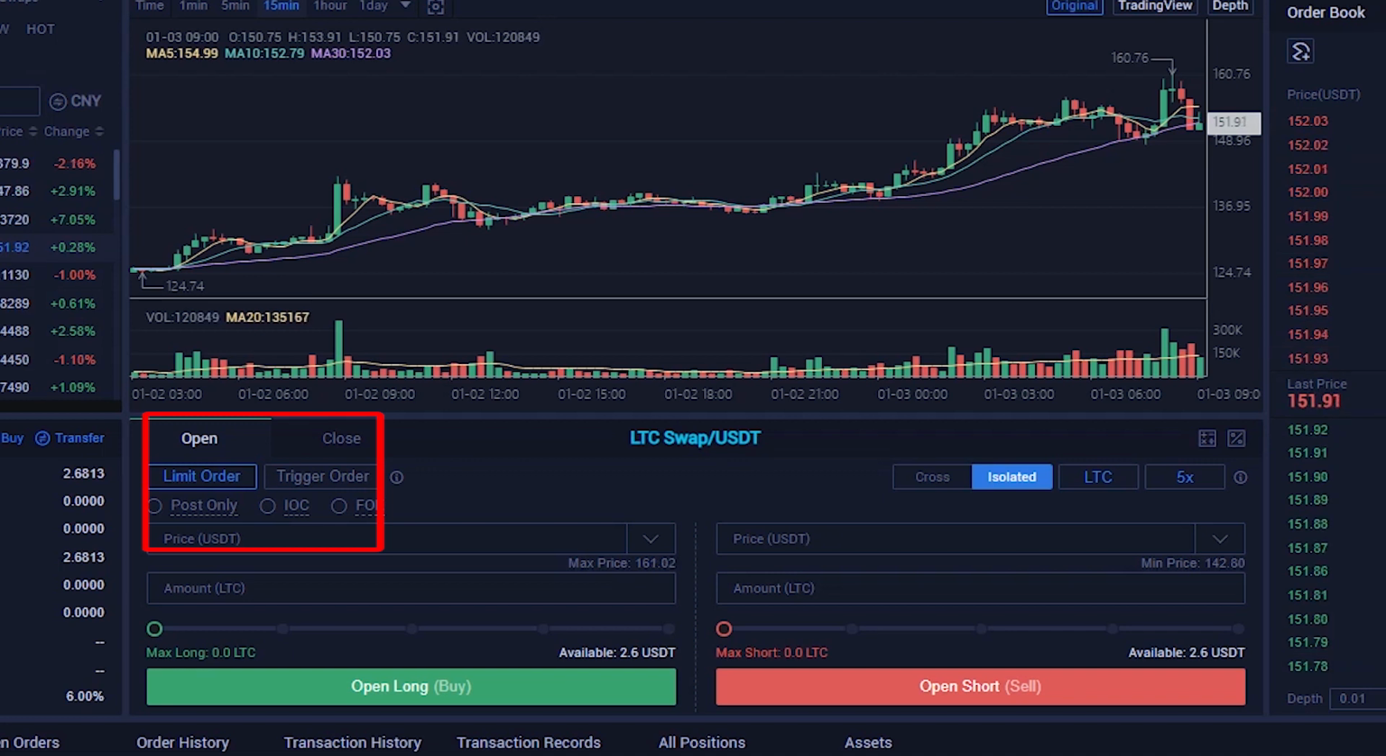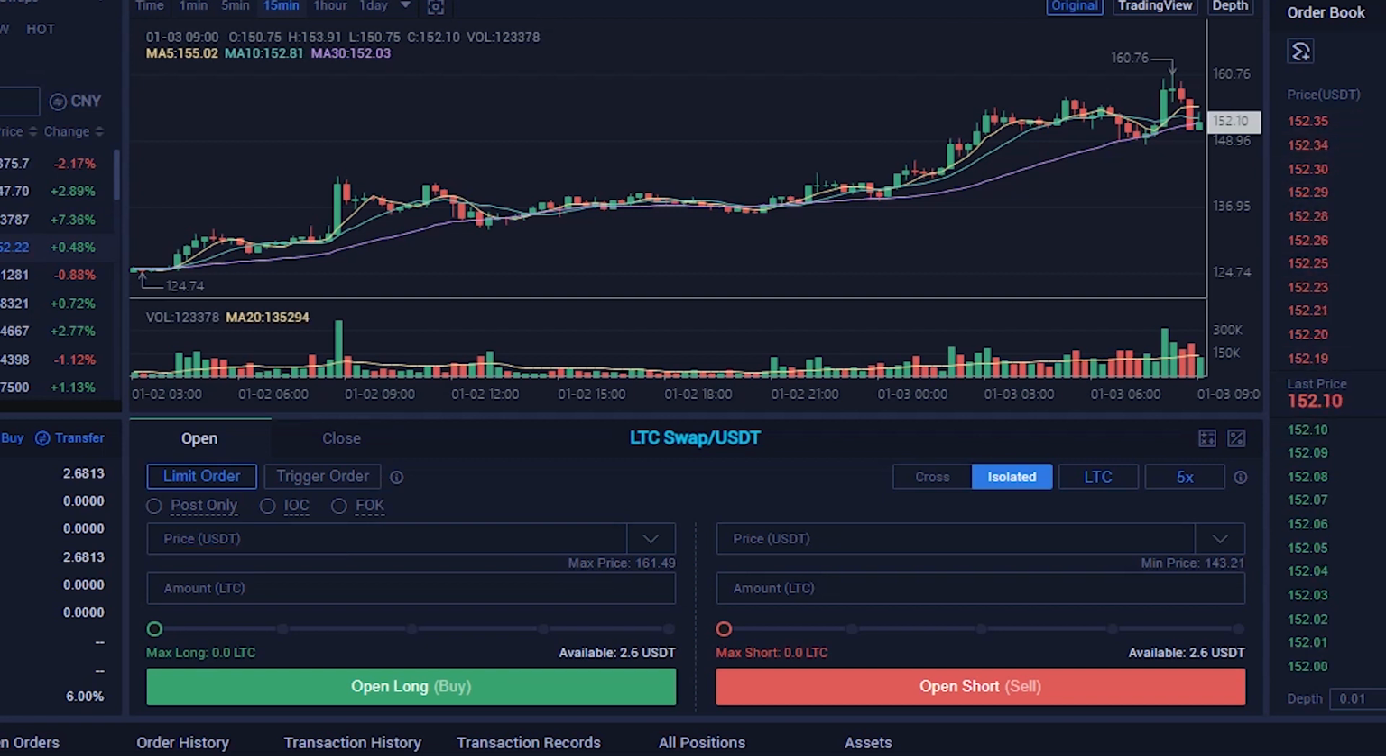Trigger order: this order allows you to set a trigger price, order price and quantity in advance. When the latest price reaches the trigger price, the system will place an order by using the price and quantity set in advance, just like a limit order.